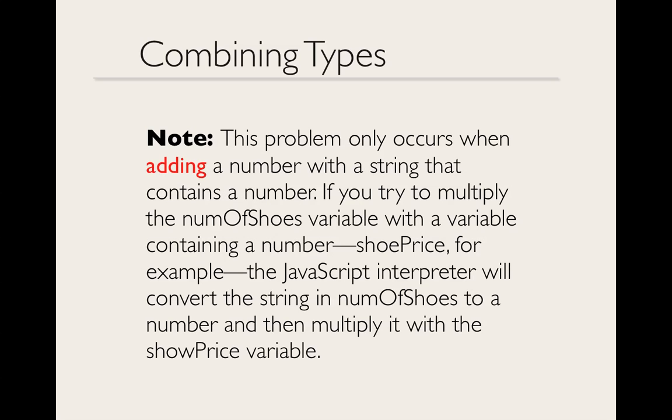Now this only occurs when you're adding a number with a string that contains a number. Ooh, it makes my head hurt just to say that sometimes. But if you try to multiply the number of shoes variable with a variable containing a number, shoe price for example, the JavaScript interpreter will convert the string to a number and then multiply it. So it's just this addition thing, and it's mainly because the authors of JavaScript chose the same symbol to concatenate as they did for addition. Be aware of it, and when things start going wrong and you're not getting the values you expect, look and see if you're adding or concatenating the way you want to.